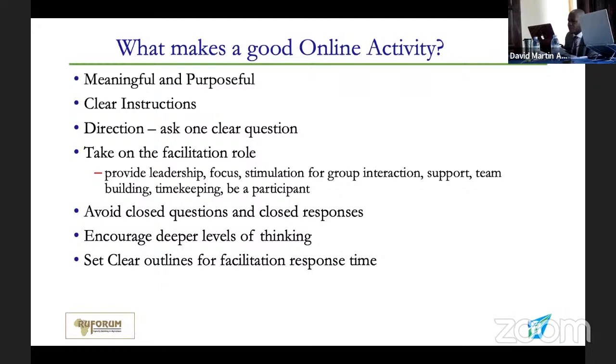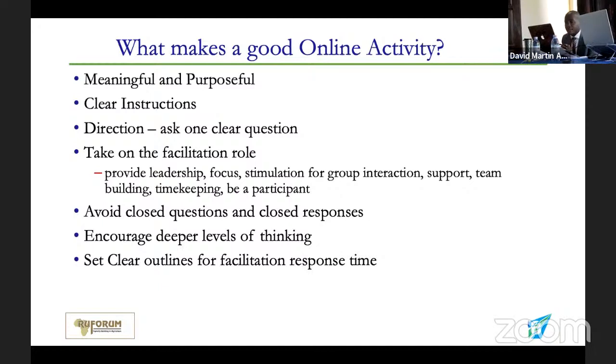What is the direction you want these students to move into? You ask those clear questions when it gets to discussion forums and the like. Who are you in this particular activity? Do you take on the facilitation role? Do you take on the advisory role? Do you take on the presentation role? But what you need to know, you need to be able to provide the leadership in whatever is happening within that activity.